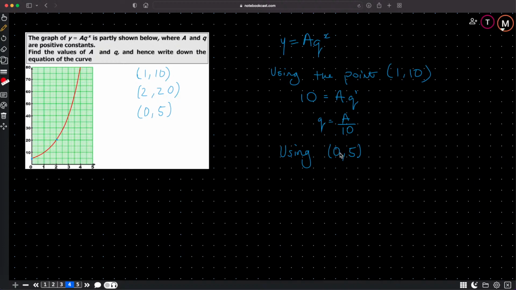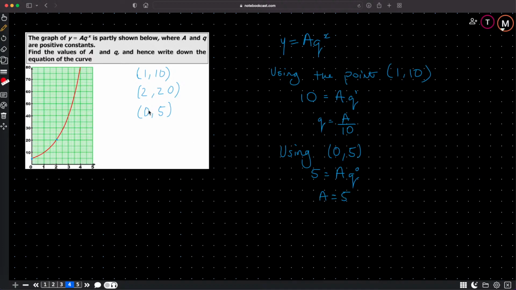We have 0 for x. So y equals 5. So plug in 5 for y in this equation. 5 equals a times q to the 0, because x is 0. What is q to the power of 0? What is anything to the power of 0? That is just 1, so that means we get a is equal to 5.